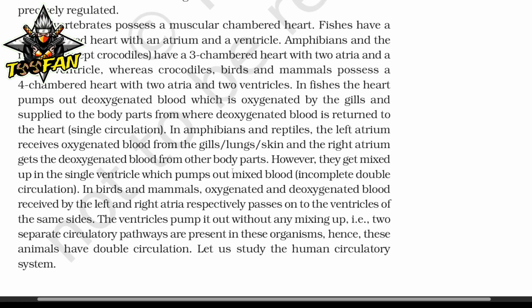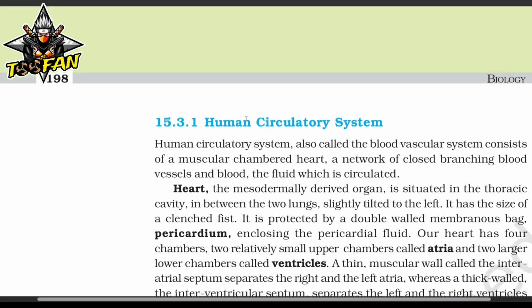In birds and mammals, oxygenated and deoxygenated blood received by the left and right atria respectively passes onto the ventricle of the same side. The ventricles pump it out without any mixing up, that is, two separate circulatory pathways are present in these organisms. Hence, these animals have double circulation. Let us study the human circulatory system.